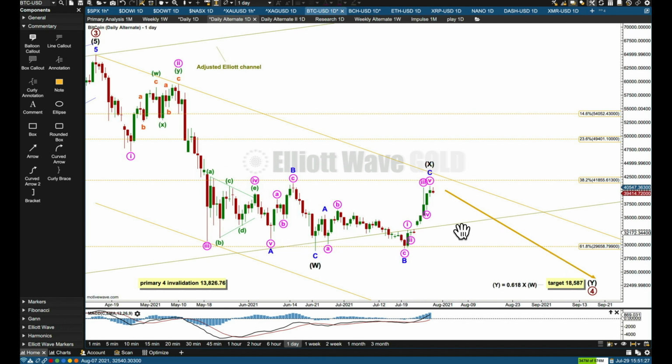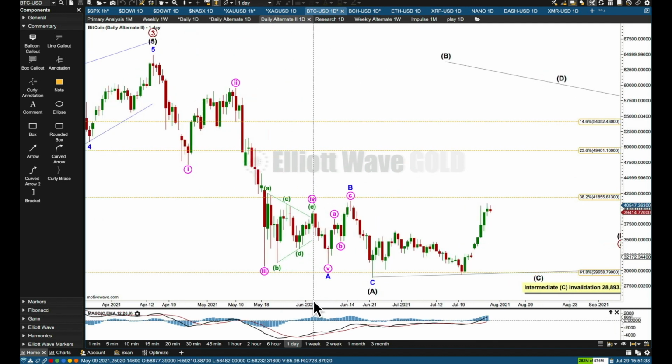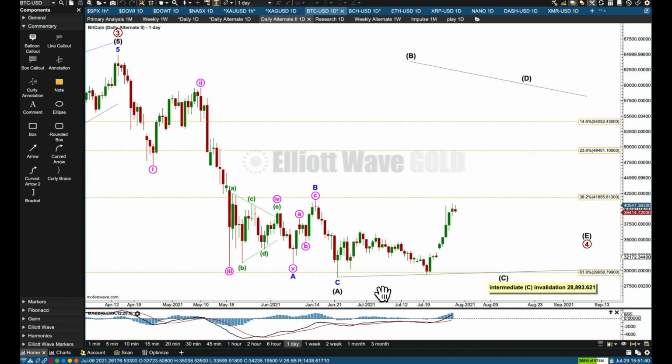Okay, so X could be a zigzag. That's the most common structure for X waves. Primary 4 could continue lower as a double zigzag. What else did I have here? Oh, a huge triangle. And this remains possible as well. All things remain possible. Okay, just quickly, going back to this first chart.